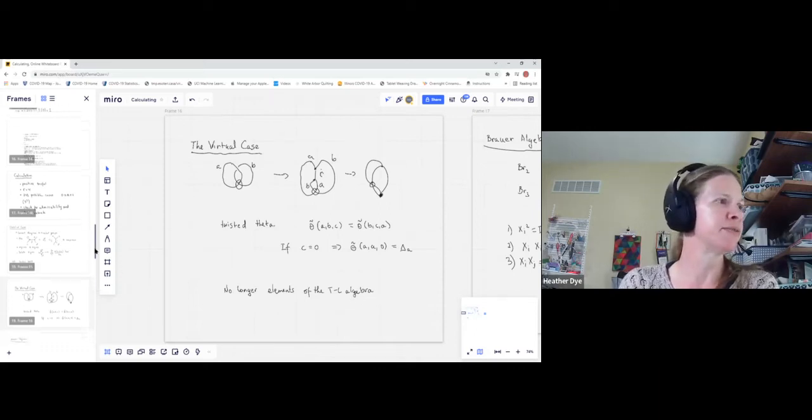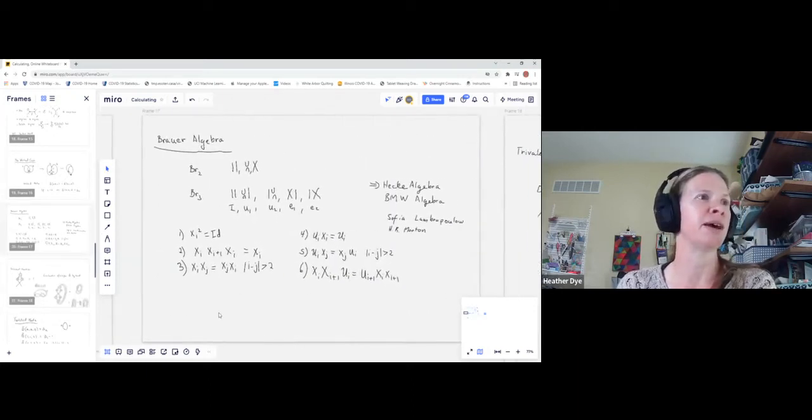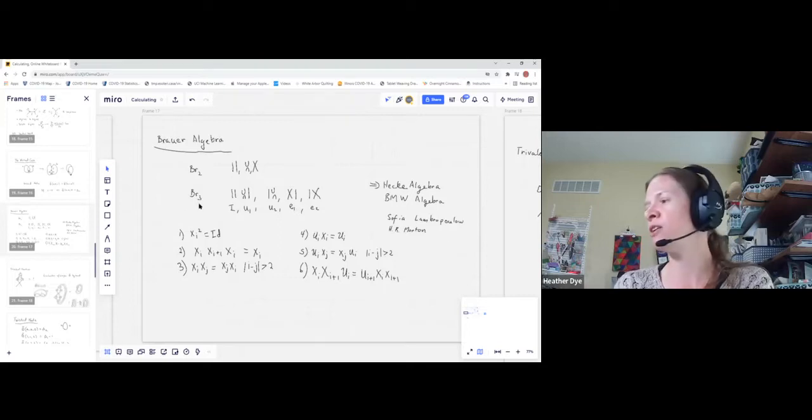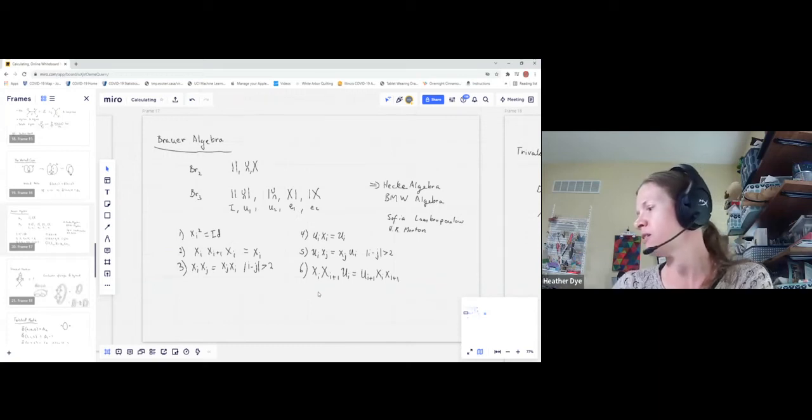Once we've gone over to the virtual case, we've actually moved into the Brauer algebra. So our Brauer algebra acquires some extra generators. We have our elementary tangles that we saw before, but now we have 2 cross strands. Here would be the generators of the 3-strand Brauer algebra. And there's some additional relationships.